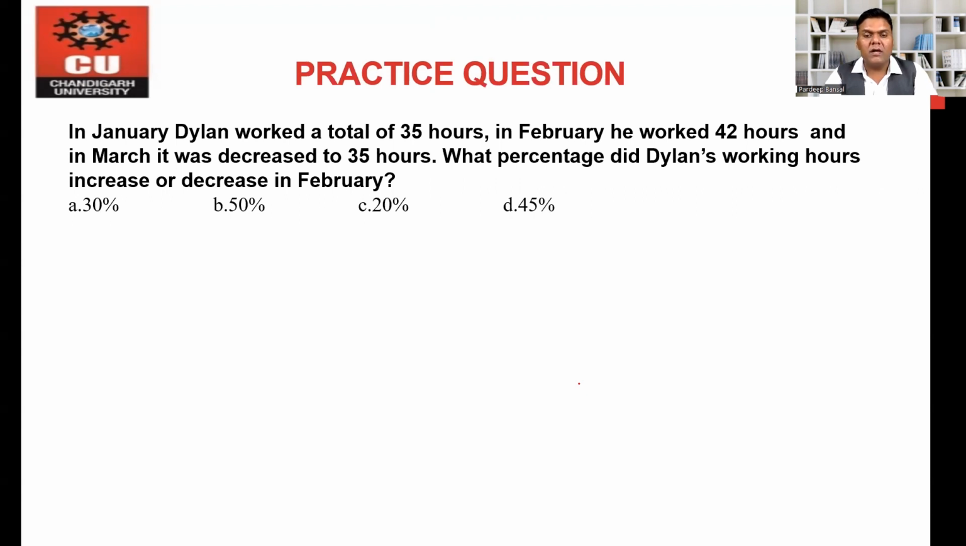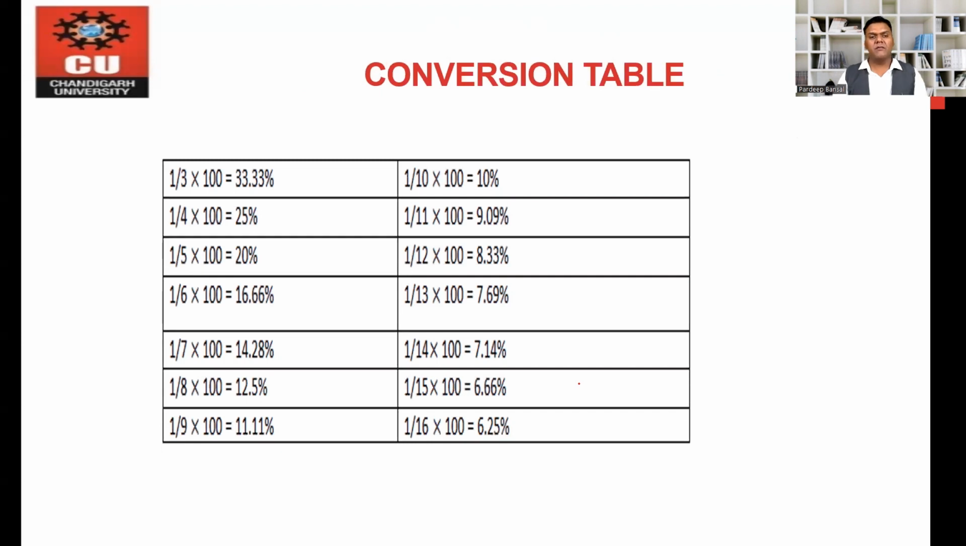In February, he worked for 42 hours. Now the question says how much percentage it increased or decreased from January. So we are least bothered about March. The January value is taken as the initial value. In February, there is a jump of 7, and you will divide it by 35 into 100. Now to make life easier, we recommend that a couple of fractions should be memorized.